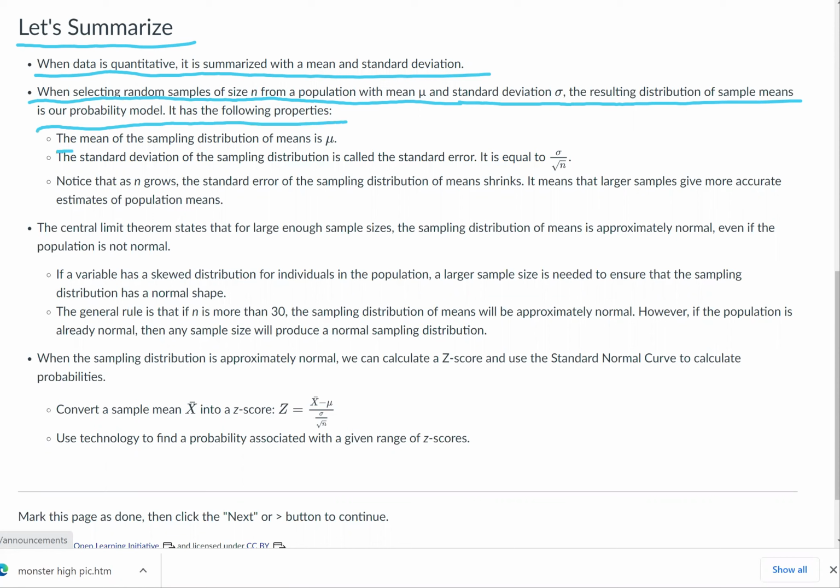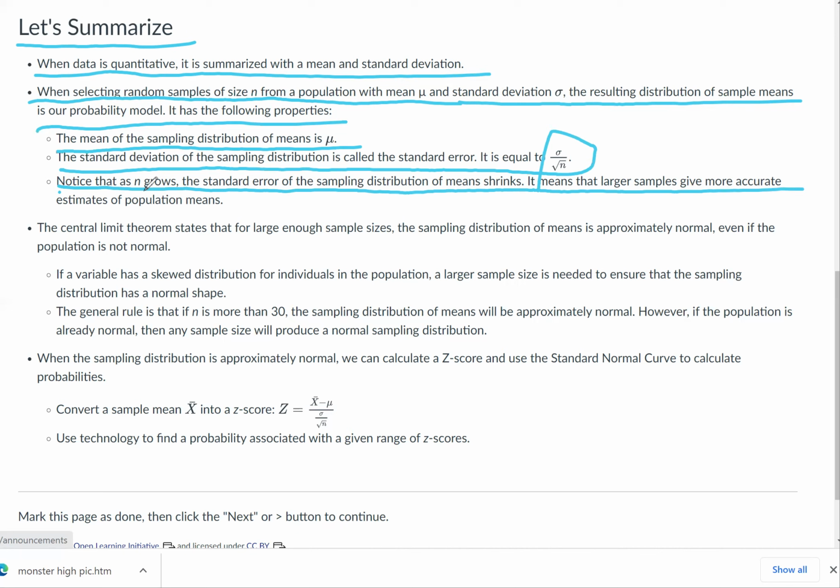First, the mean of the sampling distribution of means is mu. Second, the standard deviation of the sampling distribution is called the standard error. It's equal to sigma over the square root of n. And we noticed previously in this module that as n grows, the standard error of the sampling distribution of means shrinks. It means that larger samples give more accurate estimates of the population mean.